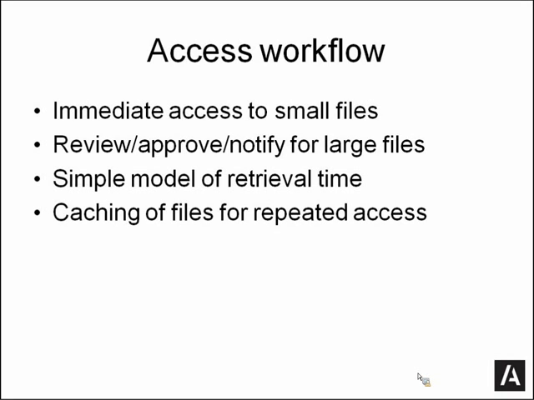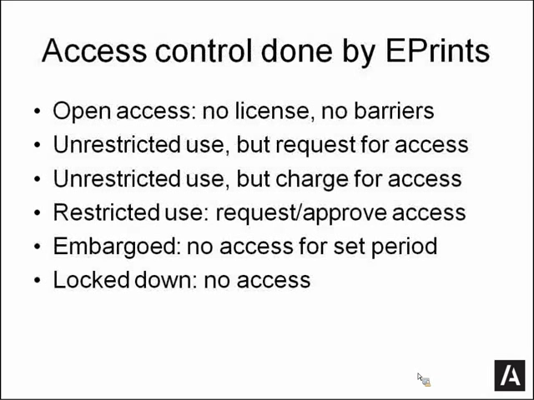And indeed, we provide a simple estimate of how long that retrieval time might be to the user when they first make that request. And then the files are cached on that appliance, so if they need to be accessed multiple times, then that can be done instantaneously without taking them back from the service again. And all the access control in this model is done by ePrints, so it decides whether to grant access to the data. We're sitting there as a storage backend, which means all the usual stuff in ePrints for embargoing things or restricting things or authenticating users can be applied as usual.